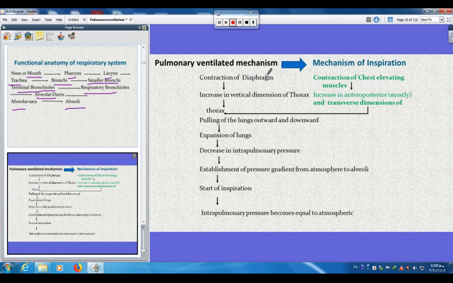And the pulmonary ventilation mechanism, where the contraction of the diaphragm is very important. This mechanism for respiration is divided into two processes. One process is inspiration, another is expiration, the opposite direction of air movement. In this mechanism, we have a contraction of the chest elevating muscles, for increase mostly in the anteroposterior and the transverse dimension of the thorax.